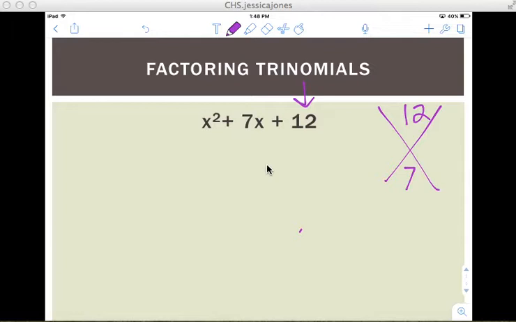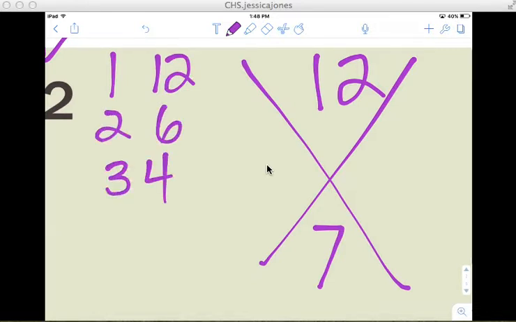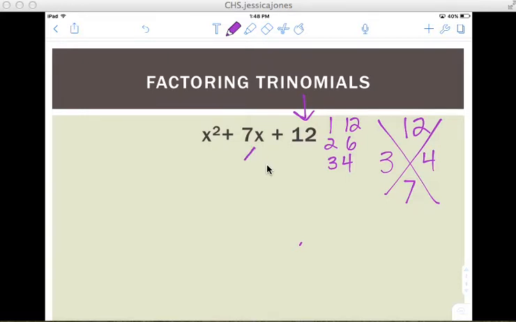To multiply to get 12, your options are 1 and 12, 2 and 6, or 3 and 4. Which option adds to give you 7? 3 and 4. So our 2 numbers are 3 and 4. Once you have those 2 numbers, everything is the exact same as grouping. You're going to rewrite 7x, and this whole problem becomes x squared plus 3x plus 4x plus 12. So you take that 7x and you break it apart to be 3x plus 4x.